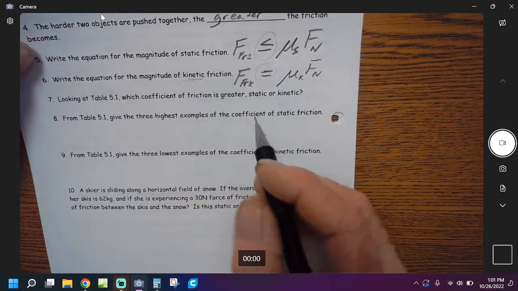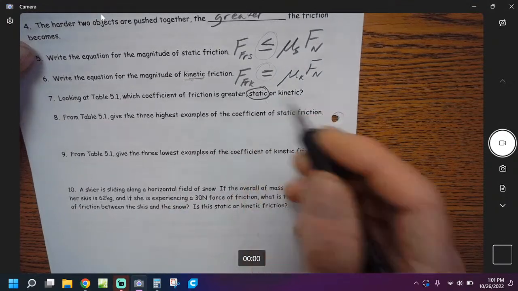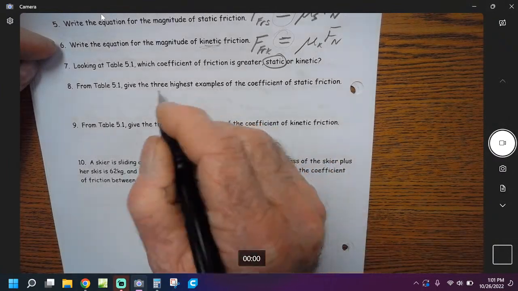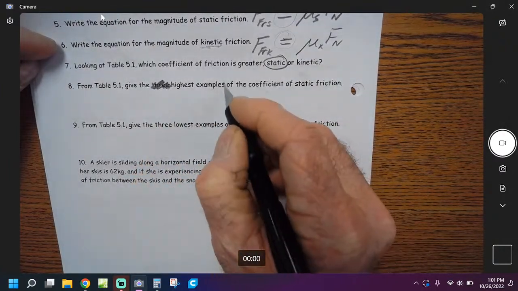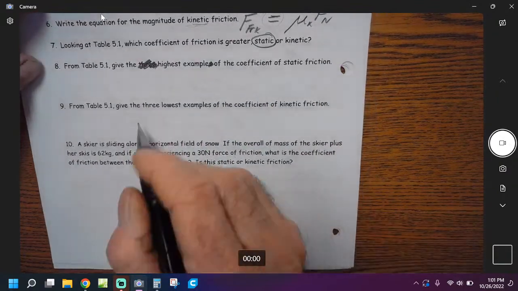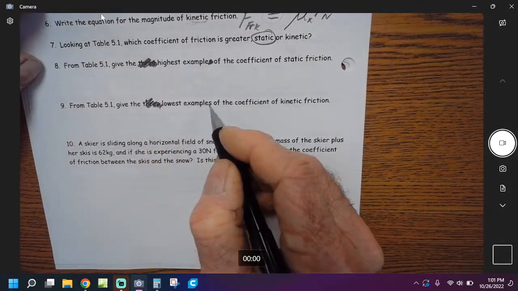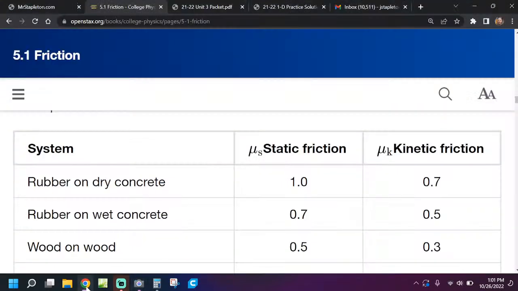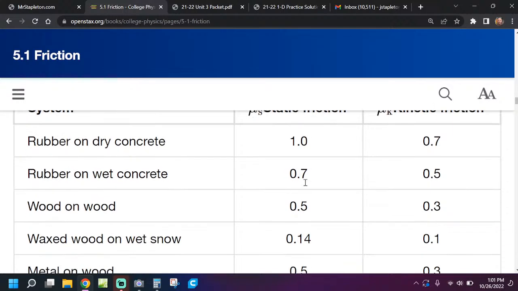Which coefficient of friction is greater, static or kinetic? You know that one by now. That's static. And I don't want to write down a bunch of examples. Let's just do the highest example and the lowest example, where static friction is the highest and kinetic friction is the lowest. Rubber on dry concrete. We actually did a Google search last class, and we found values from 1 all the way up to 4 for rubber on stuff. And in life, it gets complicated.